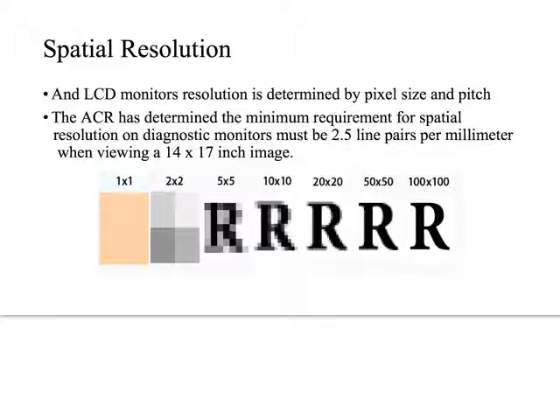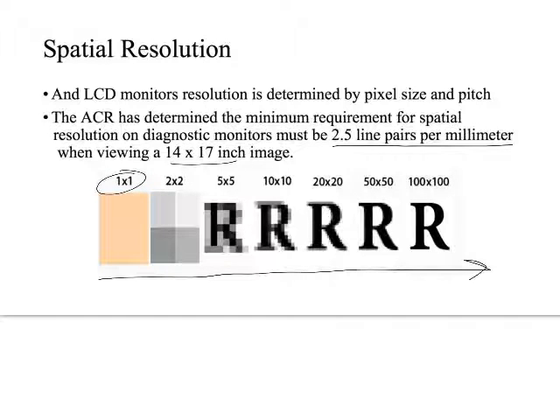The ACR has actually made a determination on what the spatial resolution should be for diagnostic monitors, and they said at least 2.5 line pairs per millimeter when viewing a 14 by 17 inch image. And just so that you understand the significance of how important it is to have good spatial resolution, I've included this chart that moves up from a matrix size of 1 by 1 to a 100 by 100. Just in theory, that's what the matrix size of these images are.